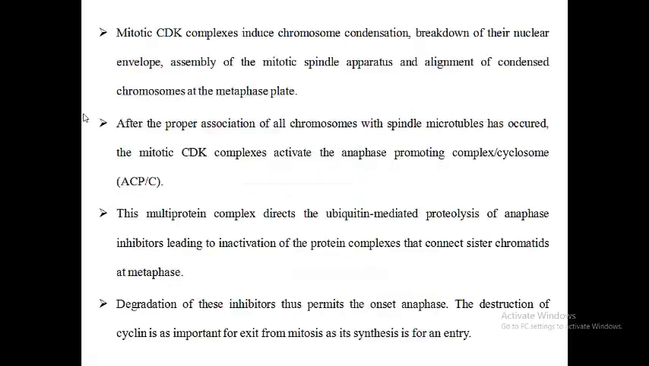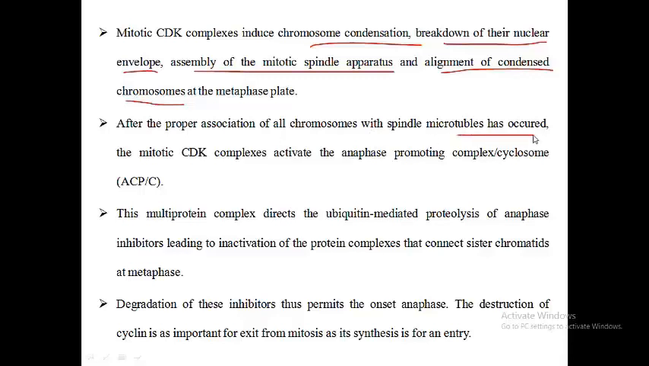Mitotic CDK complex, or maturation promoting factor or M phase promoting factor, is synthesized during S phase and G2 phase. Mitotic CDK complexes induce chromosome condensation, breakdown of the nuclear envelope, assembly of the mitotic spindle apparatus, and alignment of condensed chromosomes at the metaphase plate. After the proper association of all chromosomes with spindle microtubules has occurred, the mitotic CDK complex activates the anaphase promoting complex, APC.